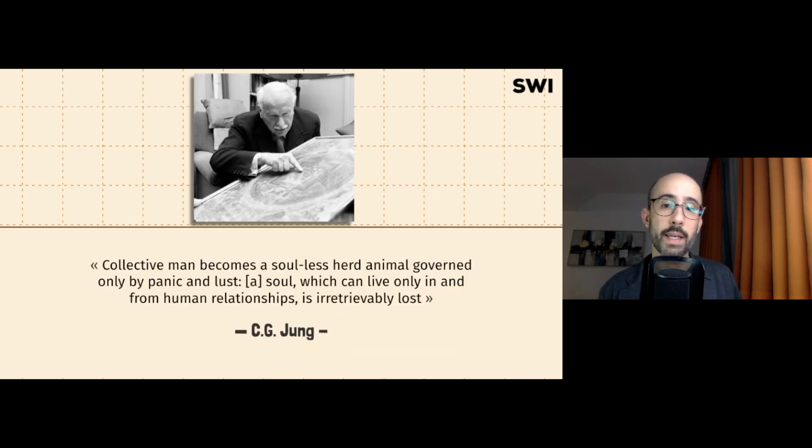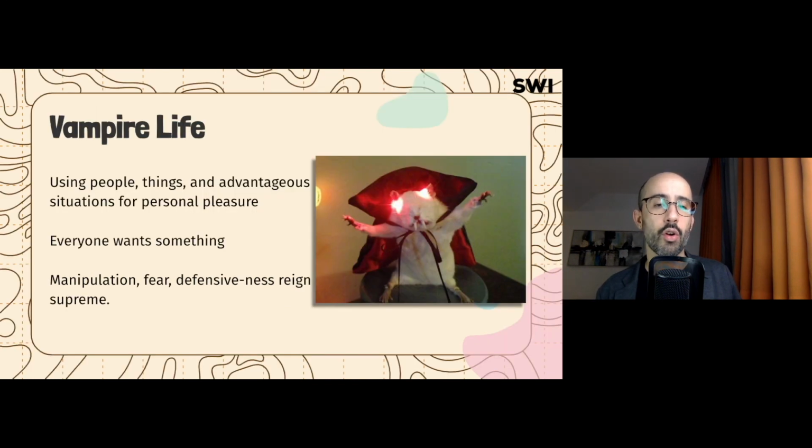Carl Jung speaks to this issue. Collective man becomes a soulless herd animal governed by only panic and lust. A soul which can live only in and from human relationships is irretrievably lost. Another horror trope that I think is helpful for understanding the status quo is that of vampires. Society, with its constant power, status, and territorial struggles, creates and maintains incentives for people to constantly be attempting to get something from someone else.